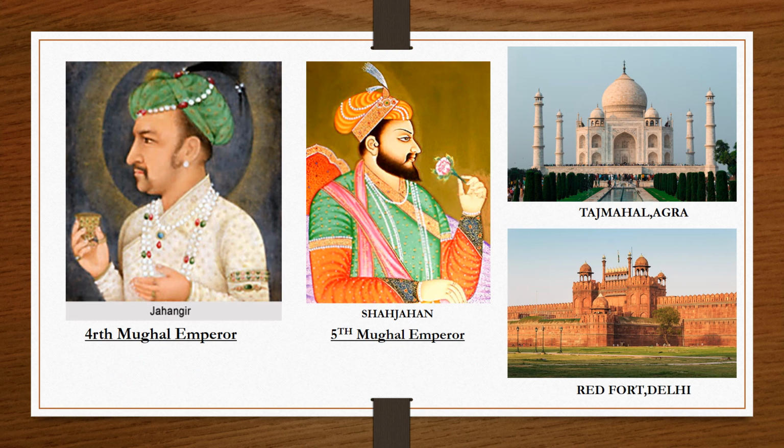Jahangir, who was the son of Akbar, was the fourth Mughal emperor, and Shah Jahan was the son of Jahangir and was the fifth Mughal emperor. They both succeeded Akbar to the throne and continued his policies to a great extent. Shah Jahan achieved fame by getting the famous Taj Mahal built at Agra, the mammoth Red Fort at Delhi, and other stately palaces.